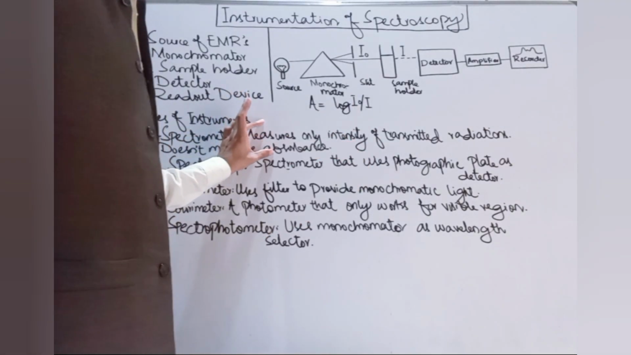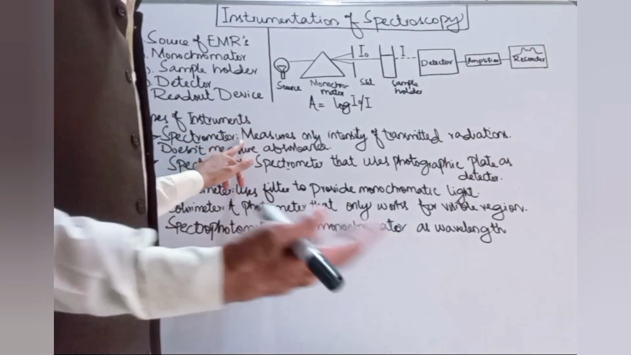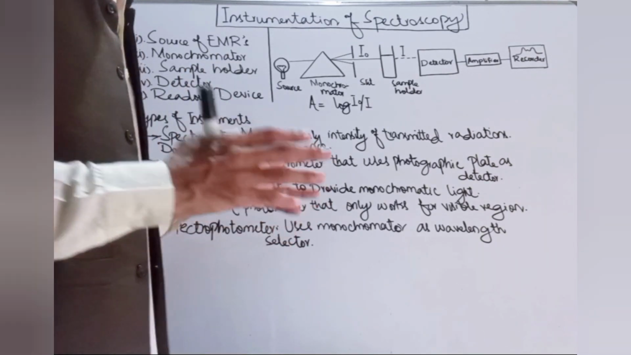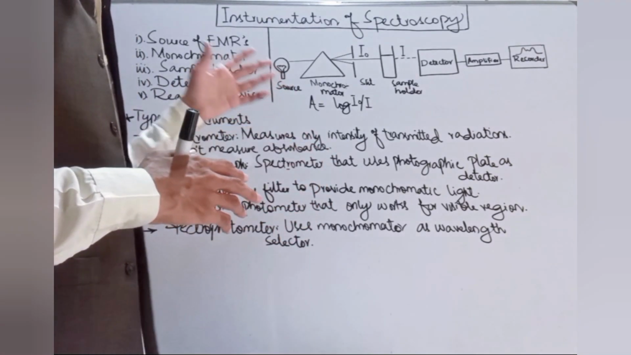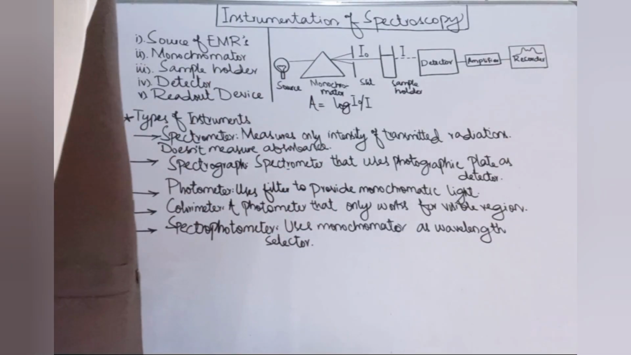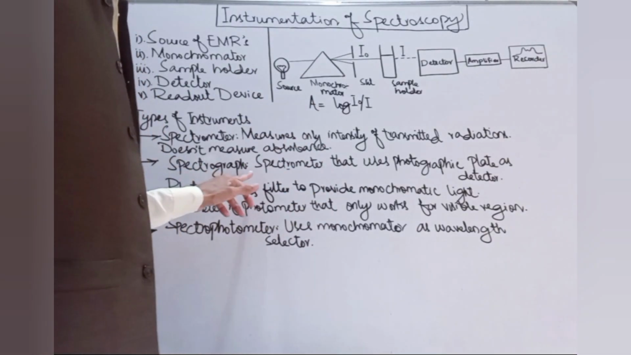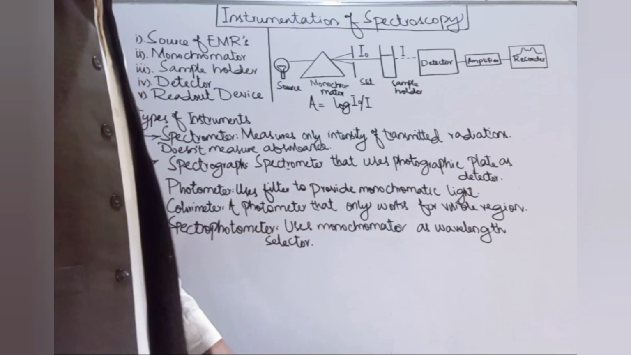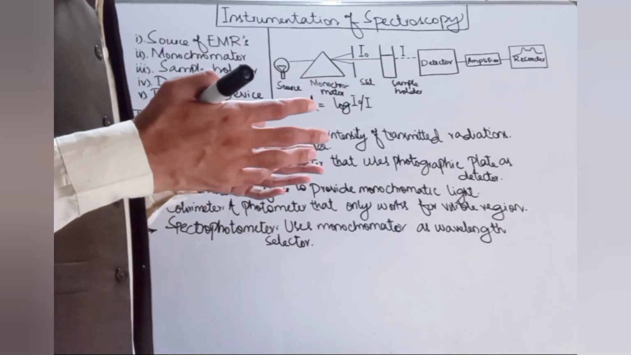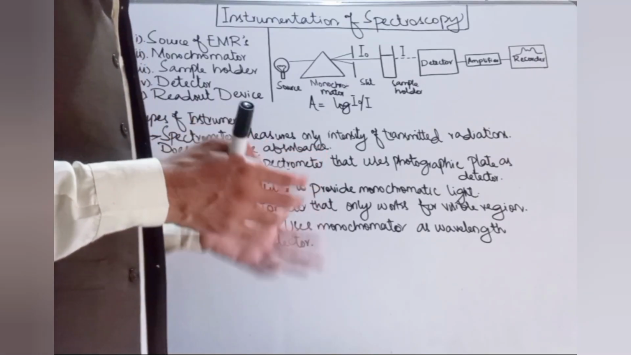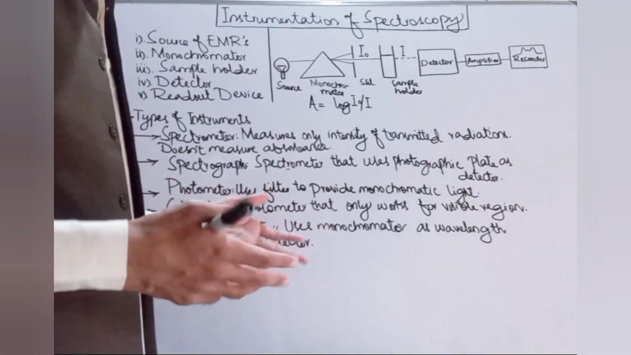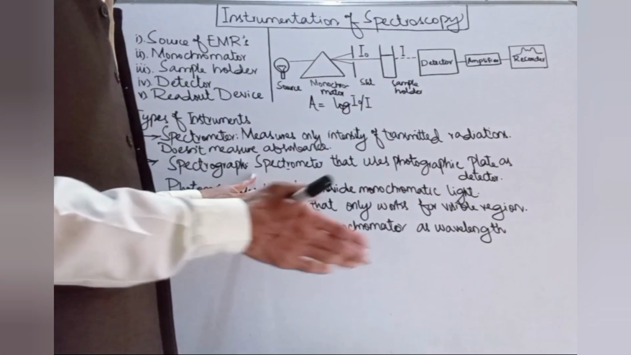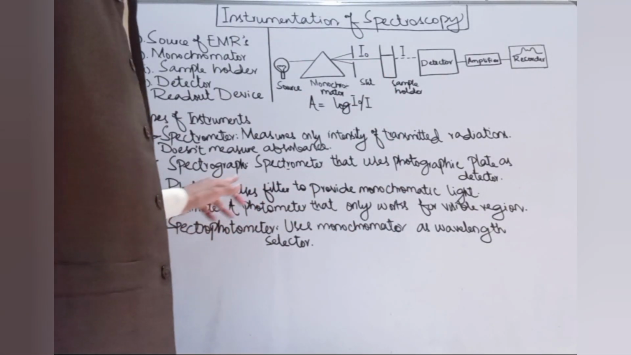Basically, it is, as the word indicates, spectrometer. So it is concerned with spectrometry, and spectrometry is concerned with the quantitative measurement of the concentration of an analyte using light. The second one is the spectrograph. It's a spectrometer that uses a photographic plate as the detector. As I have mentioned, there are various types of detector. It may be a photographic detector, it may be a photomultiplier tube, or anything else. So a spectrometer that uses a photographic plate is called the spectrograph.